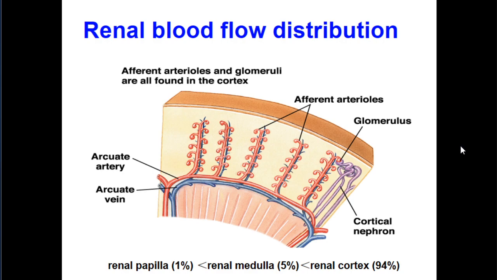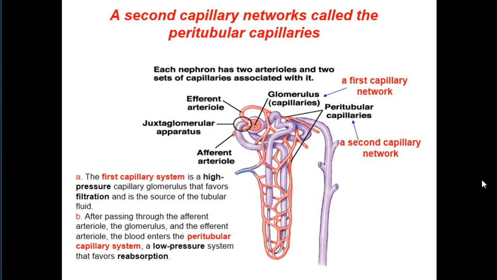This slide explains why we have renal blood flow maldistribution. As you can see, in the cortex you will have all the glomeruli located, and that's the reason why the renal cortex receives most of the blood flow. A second capillary network is called the peritubular capillaries. So each nephron has two arterioles and two sets of capillaries associated with it.